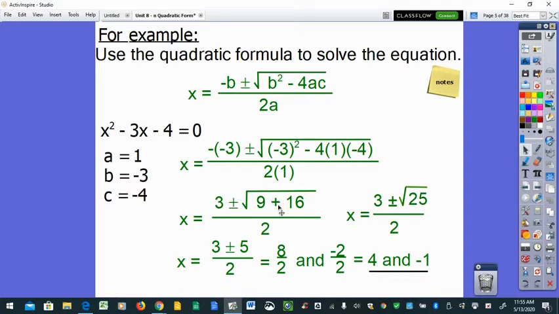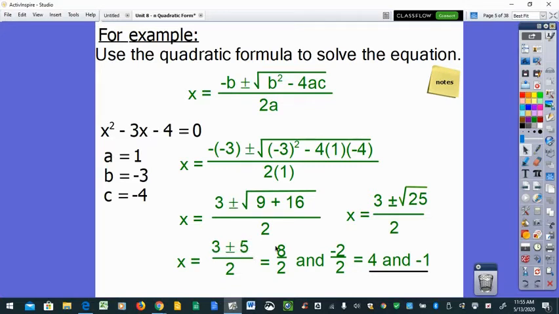So you just have to be careful. Now 9 plus 16 is 25, and the square root of 25 is a perfect square, so that becomes 5. Basically, there are two answers hiding here. There's the positive road and the negative road.